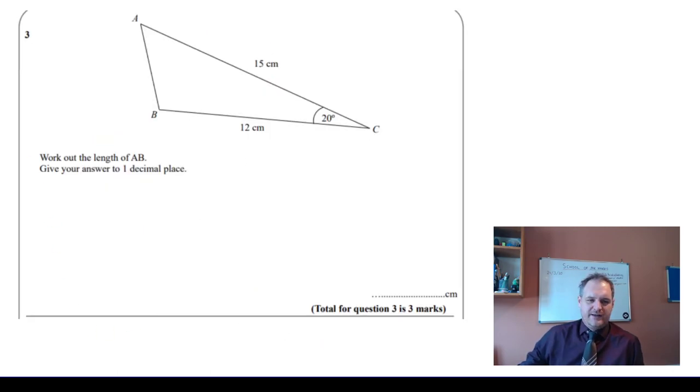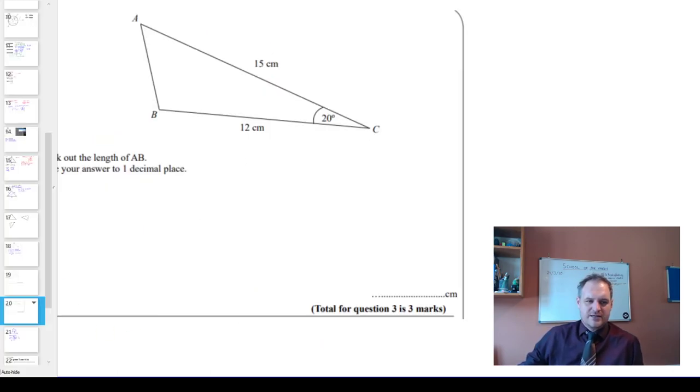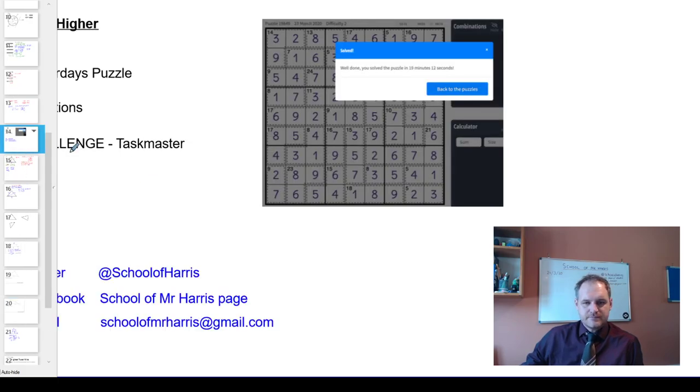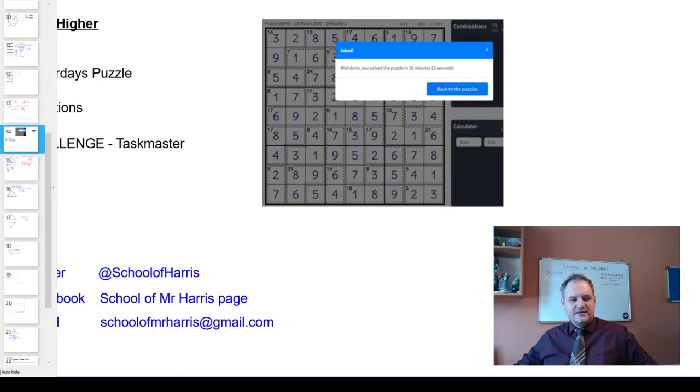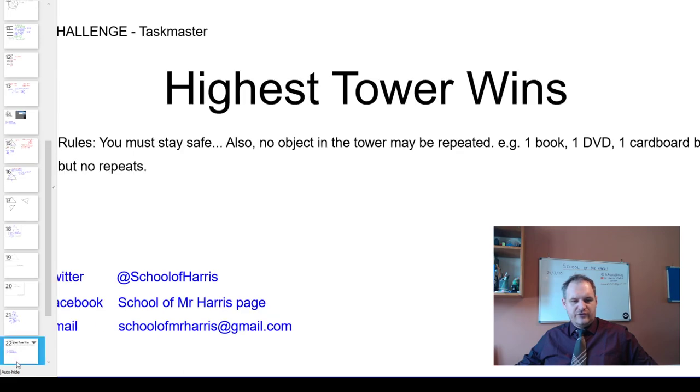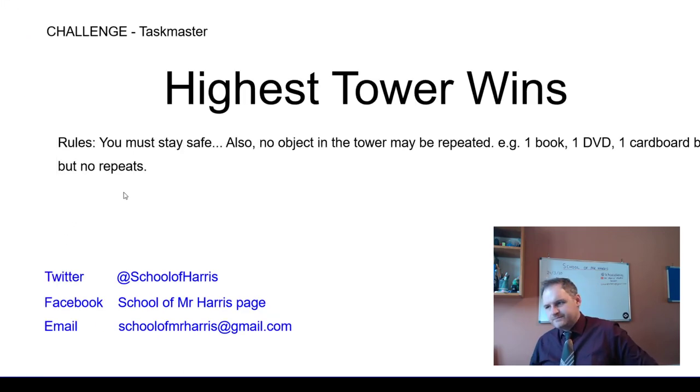Because it's so dry, each time we do a lesson, I'm going to try and do a challenge for you. Yesterday, my challenge was to try and do the killer Sudoku. Hopefully, some people have had a go. If not, feel free to have a go. But the other thing I'm going to challenge you to is Taskmaster. If we go down to the end of all these questions, I have a challenge for you.